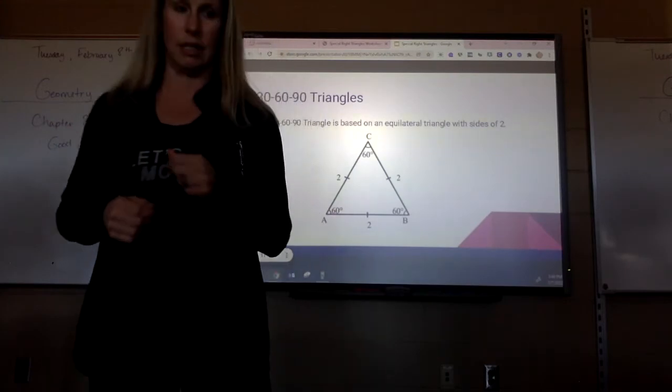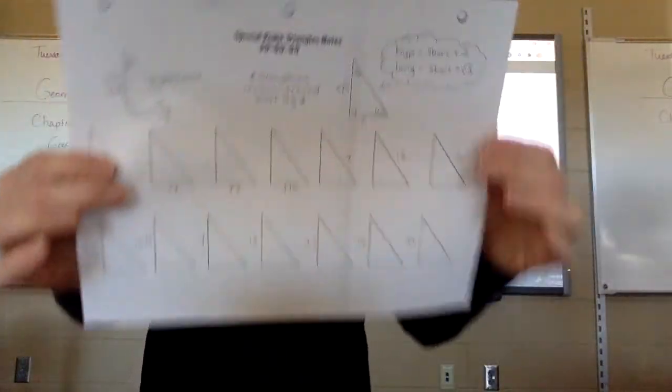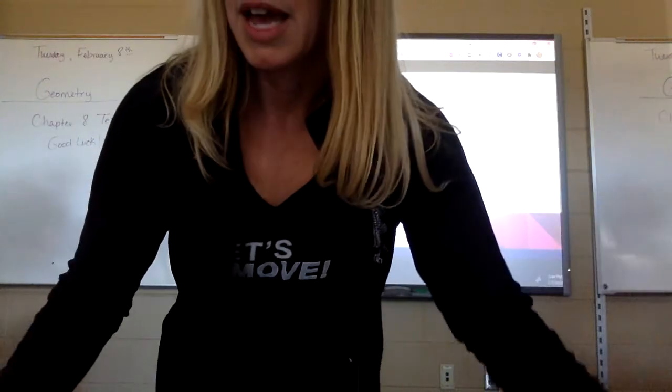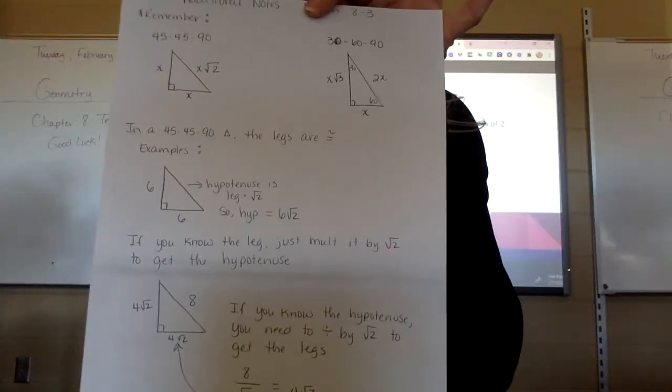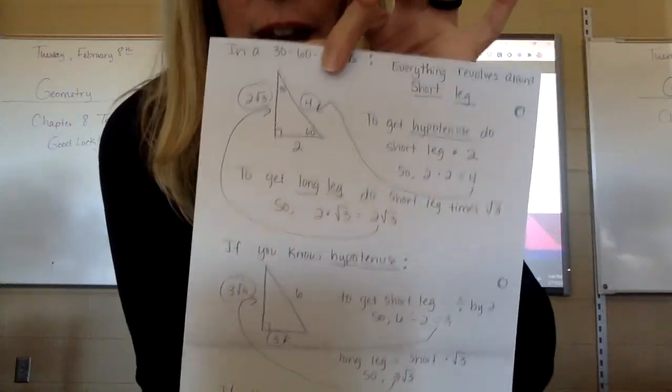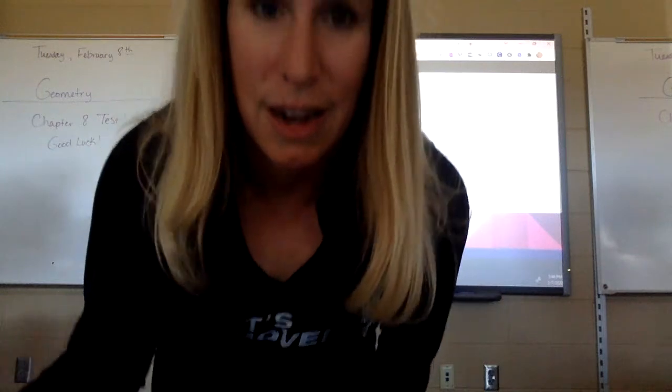Let's talk about 30, 60, 90. So now you're going to want the side of your notes page that has 30, 60, 90. And again, I've got these additional notes. So this front side is 45, 45, 90. The back side has 30, 60, 90 rules.